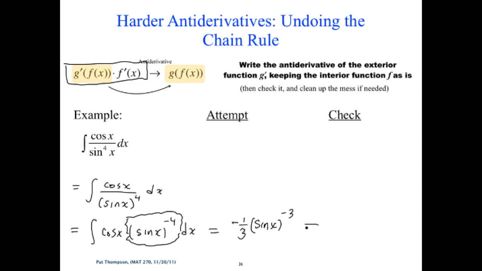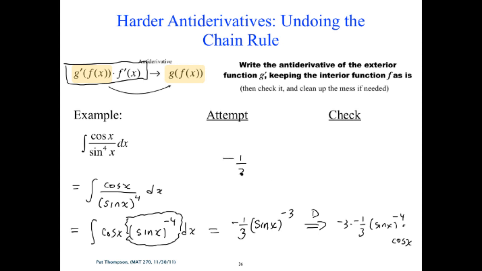So the derivative is negative 3 times negative 1/3 times sine to the negative 4 times cosine. Do we have an exact match to what we started with? If we have an exact match, then our first attempt was correct. And we do have an exact match. So, answer?